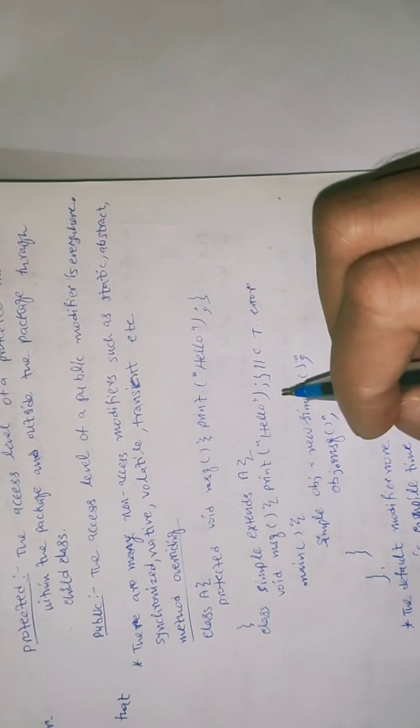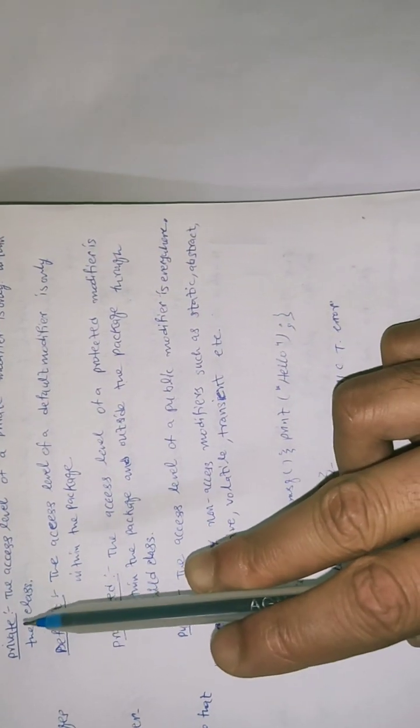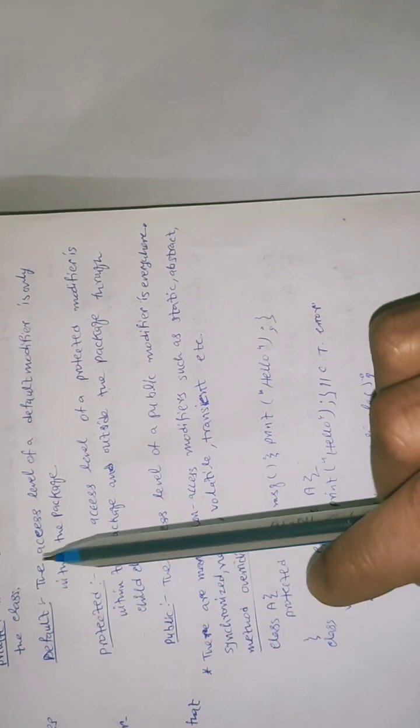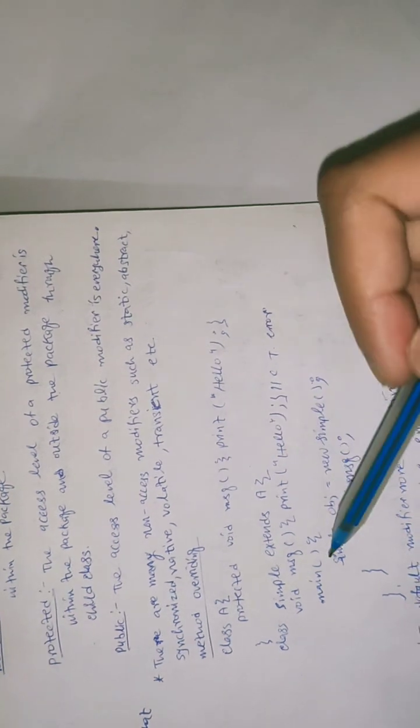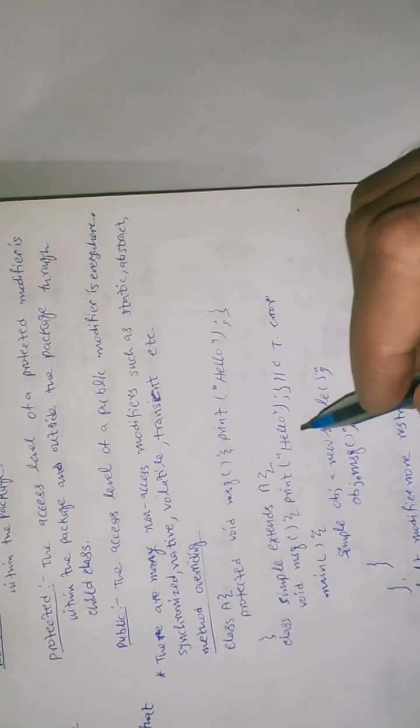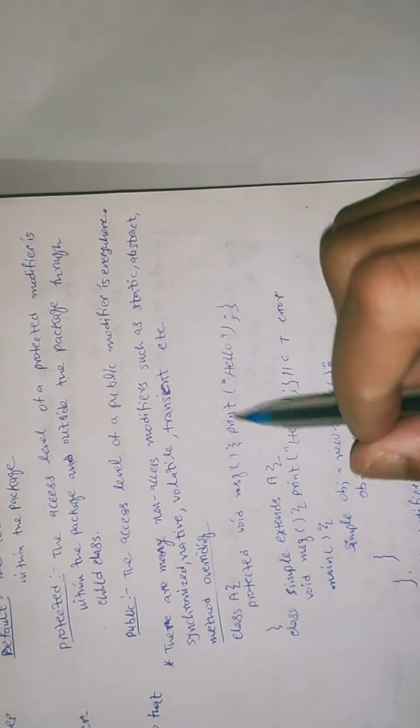So this will give a compile time error, because the accessibility order is private, then default, then protected, then public. We can't minimize the access level of that member. We can upgrade the access level of a particular member, but we can't degrade it. Suppose there is a public void message, this will simply execute, no compile time error.